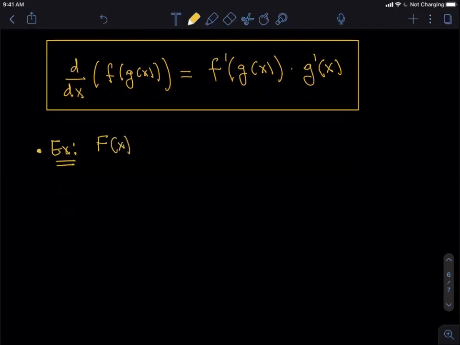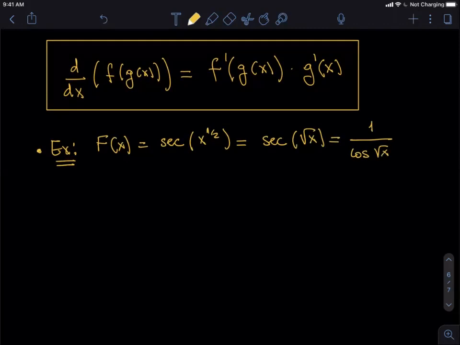Let's now compute capital F of x equals the secant of x to the 1/2. X to the 1/2 is the square root of x, so I could write it as the secant of the square root of x. And the secant is 1 over the cosine. So if I wanted, I could write 1 over the cosine of the square root of x. These are different ways to write it down.